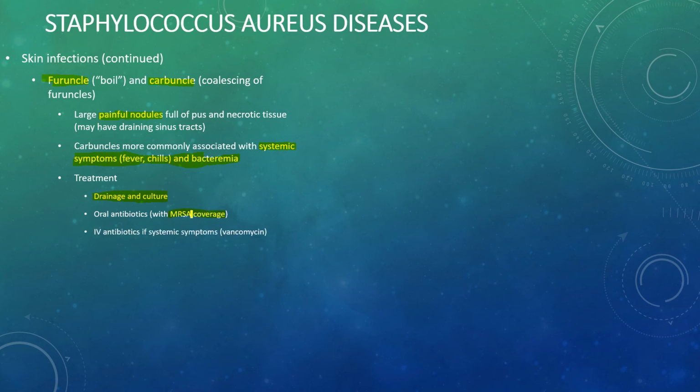So we want to give antibiotics with MRSA coverage. And if it's got systemic symptoms, such as fever, chills, we want to give vancomycin because we want to protect against the bacteremia. So give IV antibiotics if you have systemic symptoms like fever, chills, hypotension, tachycardia.